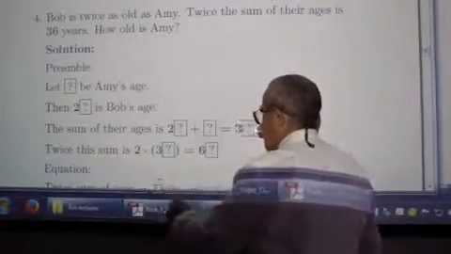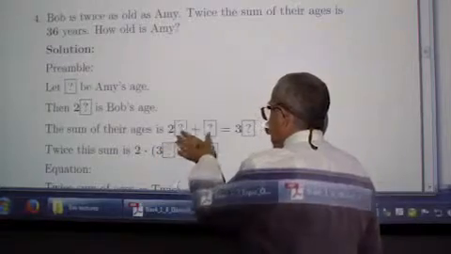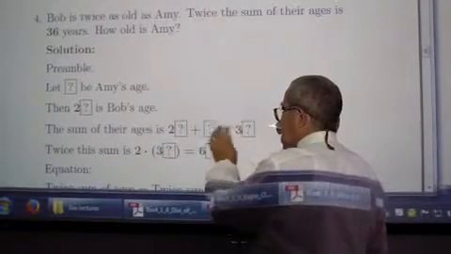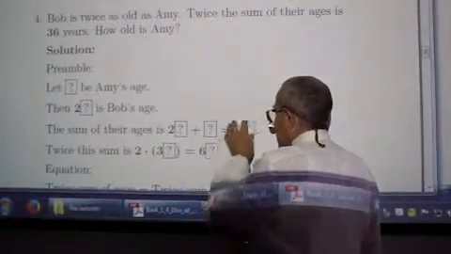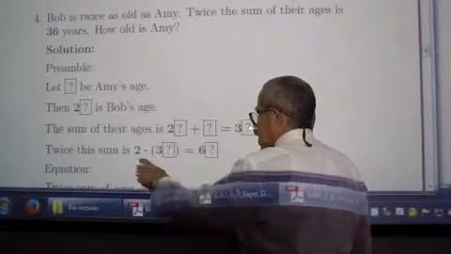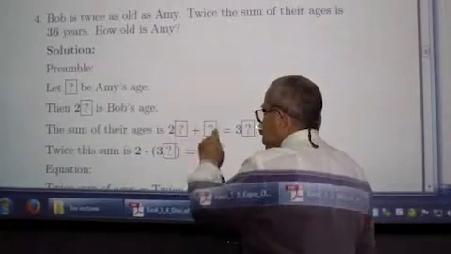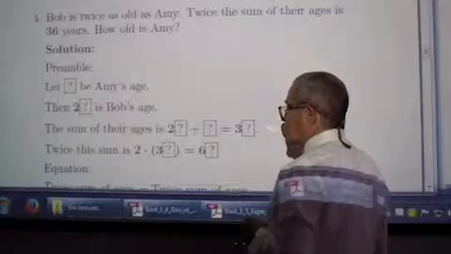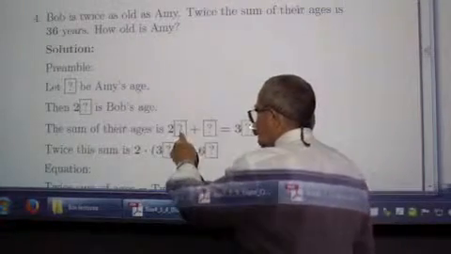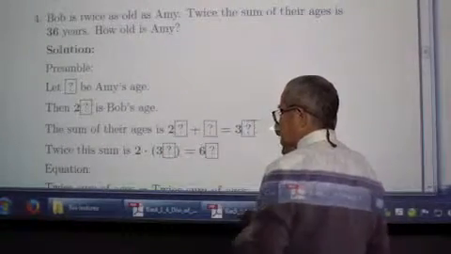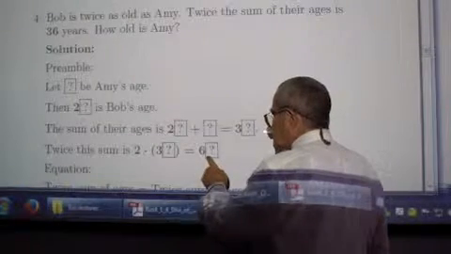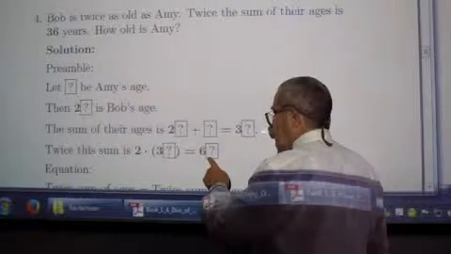Twice the sum. All of this is the sum. Okay, all of this is the sum. All of this. So all of this is multiplied by 2. Twice the sum. First you get the sum and then you multiply by 2. You don't multiply the first box by 2 and then add the second. And that is equal to 6 times what number?